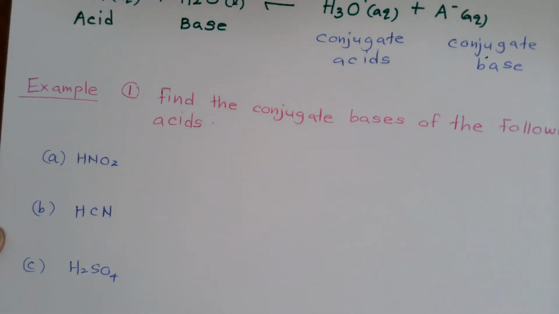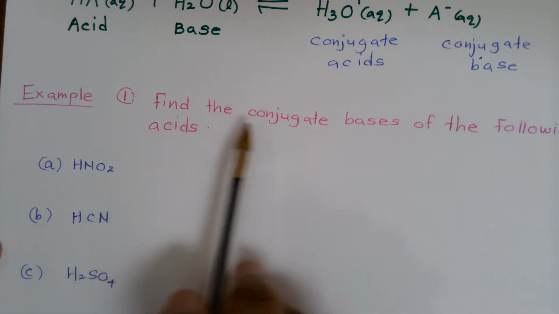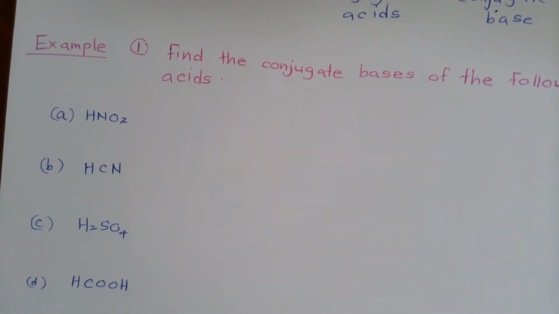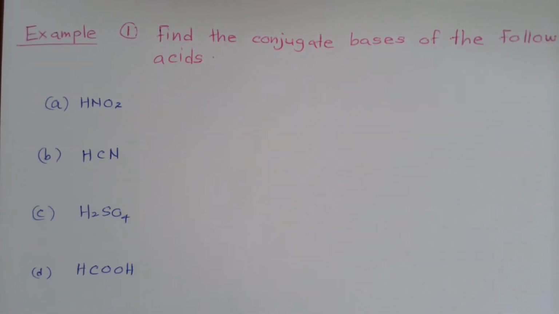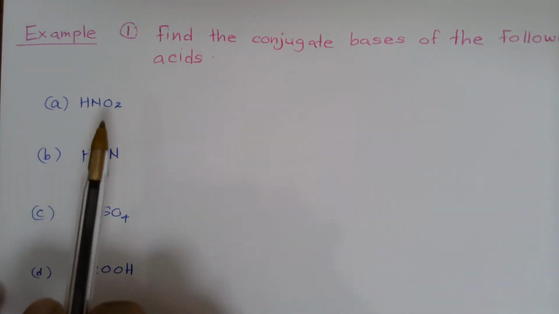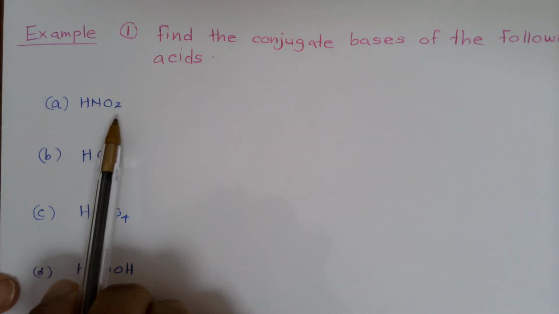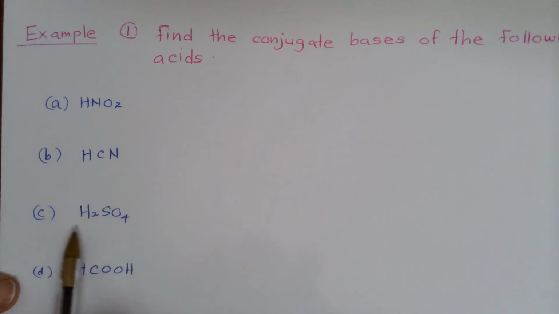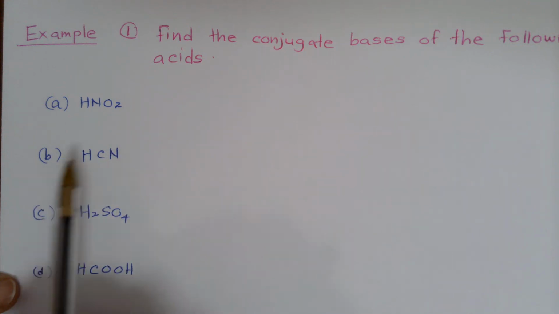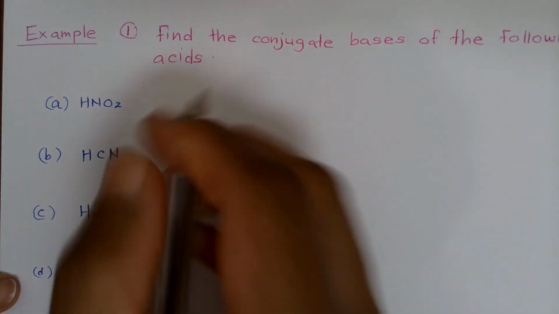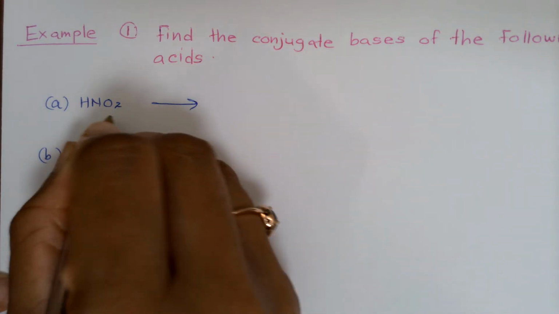Let's go to the question. Example 1. Find the conjugate bases of the following acids. There are four acids given here. You need to find out their conjugate bases. So how are conjugate bases formed from acids? By donating a proton, donating an H+ ion. So you need to subtract one hydrogen from each of these species to find the product, the conjugate bases of these acids. So what is the conjugate base of HNO2?